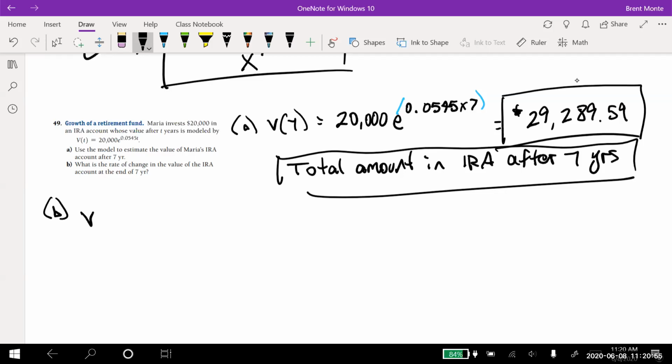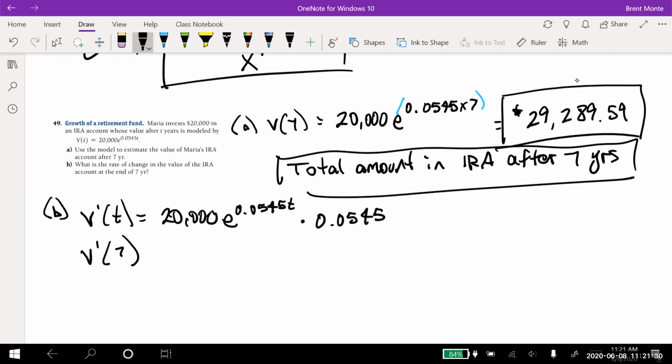Well, V prime of t, remember, constant multiple, the 20,000 stays there. We get back the entire exponential, e to the 0.0545 t, but then times, from the chain rule, the derivative of the exponent. Well, the derivative of the exponent, the t goes away, I just get the 0.0545. I can multiply that by the 20,000, I don't want to yet and then round it off. I'm just going to leave it there when I plug in to find my V prime of 7. Don't round before your final answer.